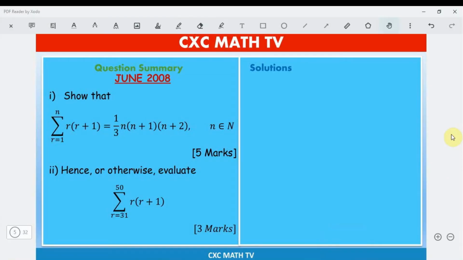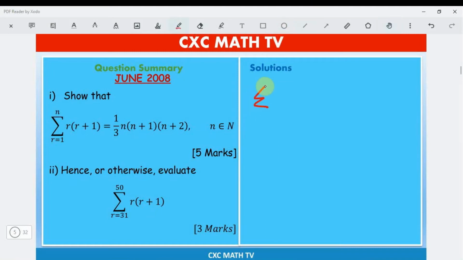Today we're going to be doing summation questions using past papers. This is taken from the June 2008 paper, and it says: show that the sum from r equals 1 to n of r times (r plus 1) is 1/3 n times (n plus 1) times (n plus 2). Then, hence or otherwise, evaluate the sum from r equals 31 to 50 of r times (r plus 1). So let's go ahead and begin.